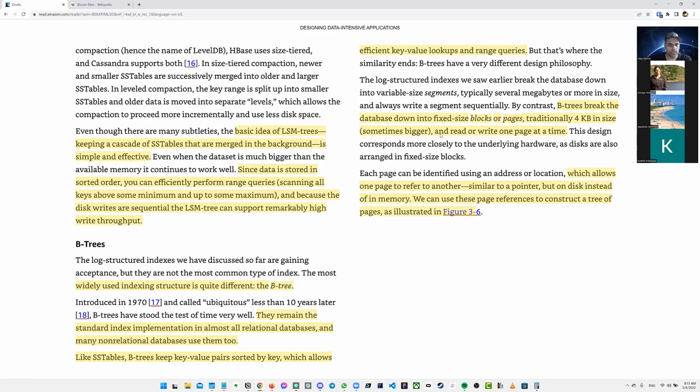Just so we know, this is 4,000 bytes. Read or write one page at a time. And this number will probably come back later in this chapter, as to why it's 4K, so I just wanted to point that out here. Each page can be identified using an address or a location, which allows one page to refer to another, similar to a pointer, but on disk instead of memory. So the concept of memory is not there. It's more this tree that is breaking the database down into blocks.